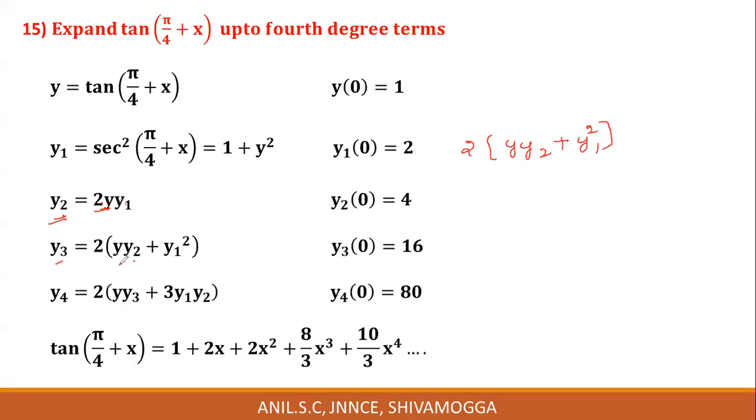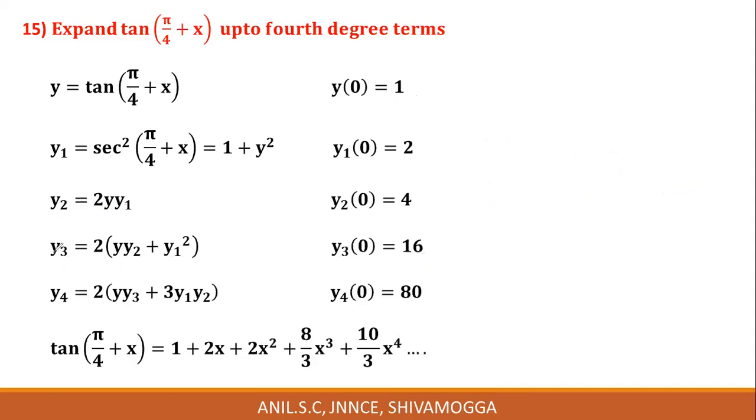Now put x is equal to 0. When x is equal to 0, y3 will be y3 of 0. This is equal to 2 into y into y2. y is 1 and y2 is 4, plus y1 square. y1 is 2. Therefore, y1 square is 4. 4 plus 4 is 8. 8 into 2 is 16. y3 of 0 is equal to 16.